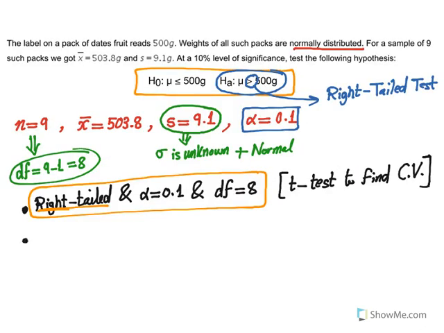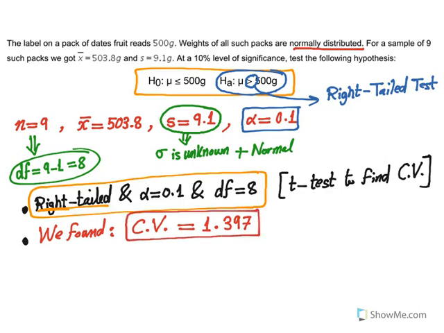So our second thing to do is the test. One thing we have to say here is that we found that the critical value that we just found is 1.397. So keep this in mind. And remember also it's a right-tailed test. It's important. And the next step is to compute the test statistic.